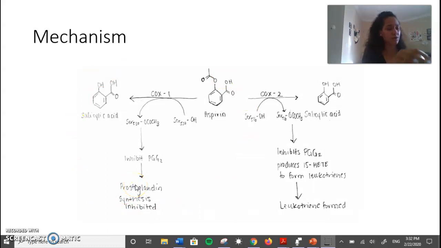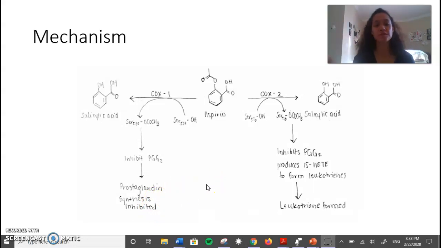And what's important to note here is that aspirin, its specific mechanism is that it acetylates the serine residue in COX-1. So here would be the COX-1 enzyme, and the serine that is at the location of 530 is inactivated. This is the inactive residue, which then inhibits PGG2, that's prostaglandin G2, that's the specific prostaglandin we're talking about, and therefore prostaglandin synthesis is inhibited. So it won't make any prostaglandin.